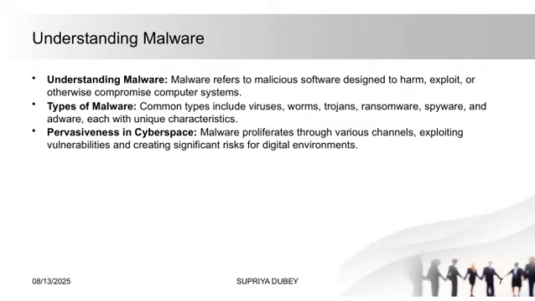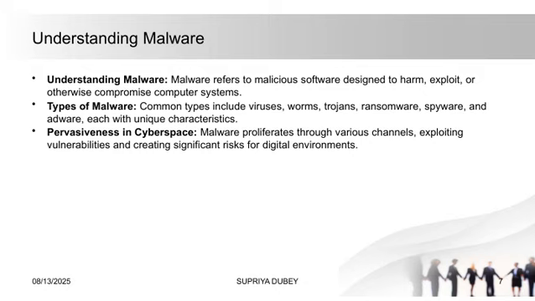Malware, as you might guess, refers to malicious software that is intentionally created to harm, exploit, or compromise computer systems in some way. It's essentially software with bad intentions. Now, there are several common types of malware, each with its own unique characteristics. For example, viruses can attach themselves to files and spread when you open or execute them. Worms are self-replicating and can spread across networks without user intervention.